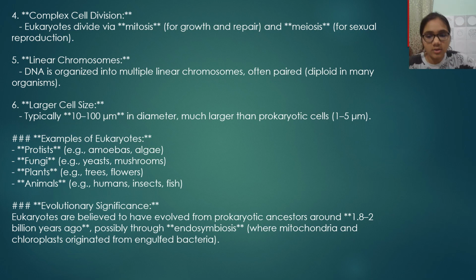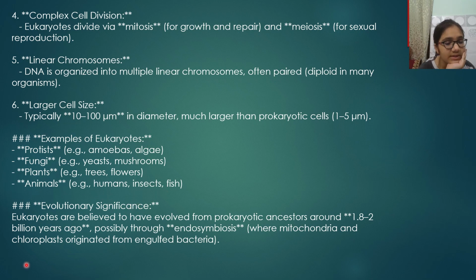Now if we see the linear chromosomes, अगर हम देखें तो उसमें क्या होता है, DNA is organized into multiple linear chromosomes. Larger cell size इसमें कितनी होती है, 10 to 100 micrometers in diameter, much larger than the prokaryotic cells से ज़्यादा ही होती है. इसके भी examples होते हैं: the protists, amoebas, algae. In the fungi we have yeast, mushrooms, plants, trees, flowers, and we have the animals, humans, insects.